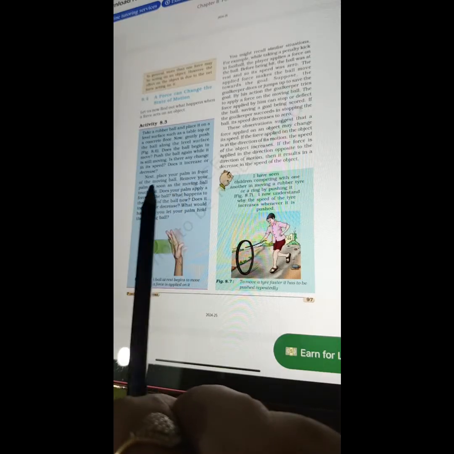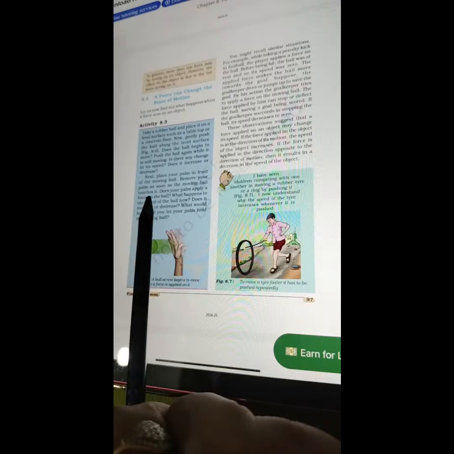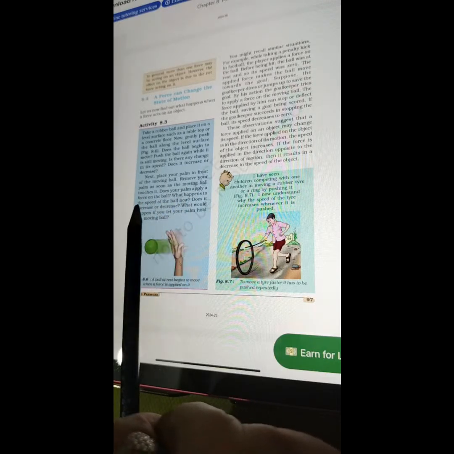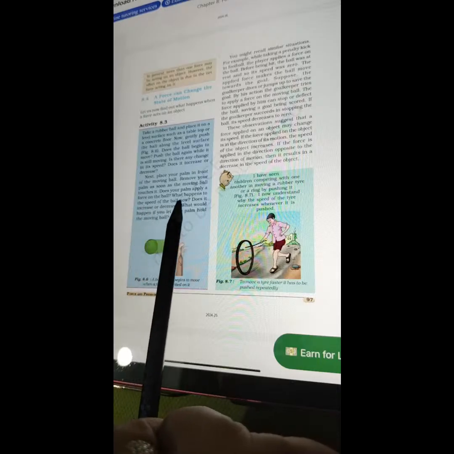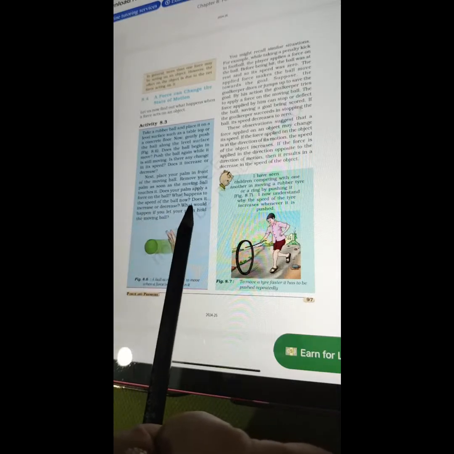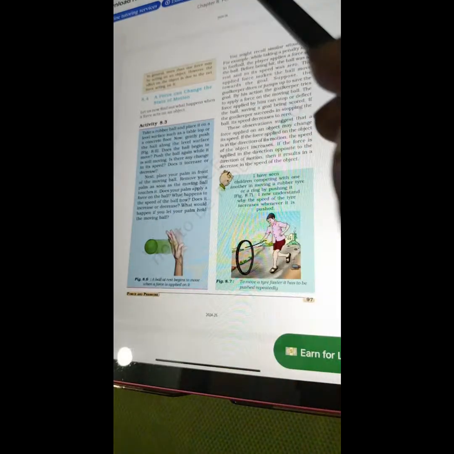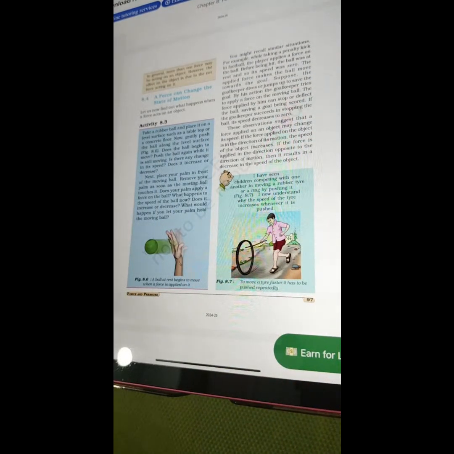Next, place your palm in front of the moving ball. Remove your palm as soon as the moving ball touches it. Does your palm apply a force on the ball? What happens to the speed of the ball now? Does it increase or decrease? What would happen if you let your palm hold the moving ball?